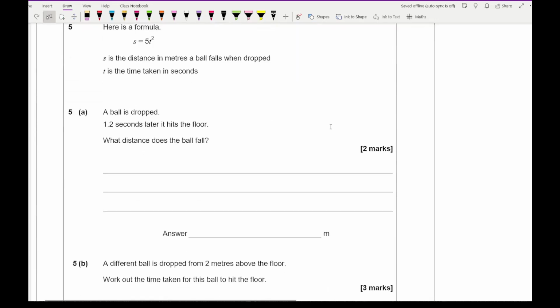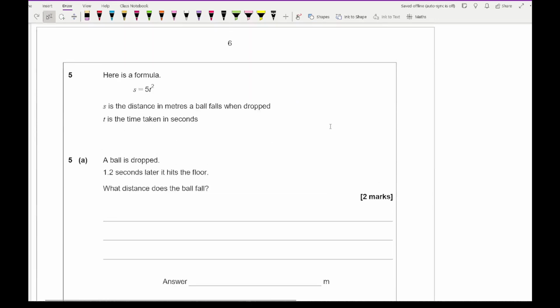Moving on to question 5, it says that here is a formula of S equals 5t squared, and S is the distance in meters a ball falls when dropped. T is the time taken in seconds. So the question is asking that the ball is dropped, 1.2 seconds later, it hits the floor. What is the distance the ball falls?